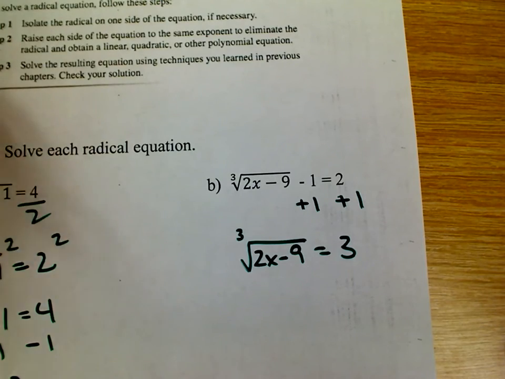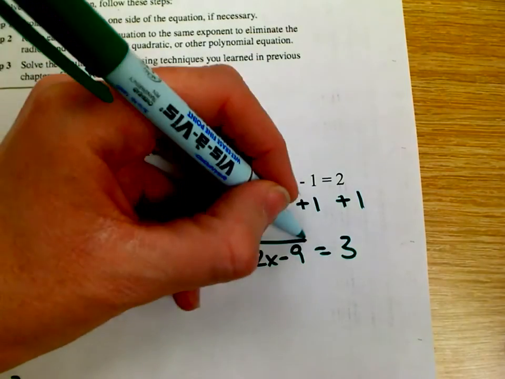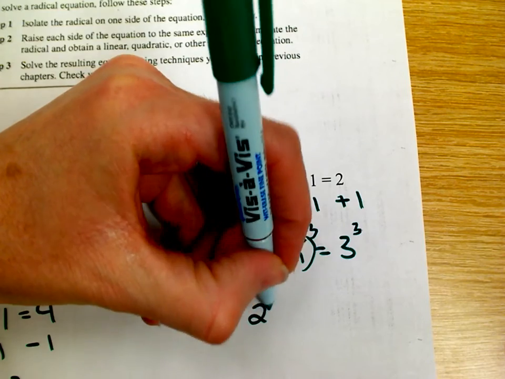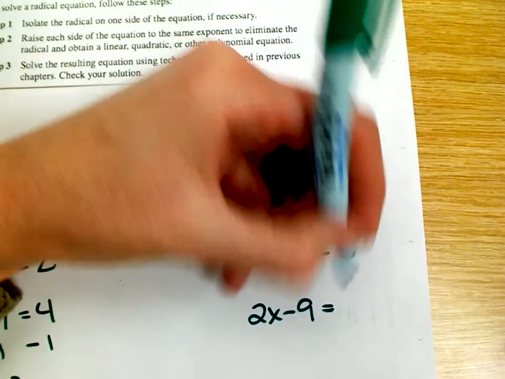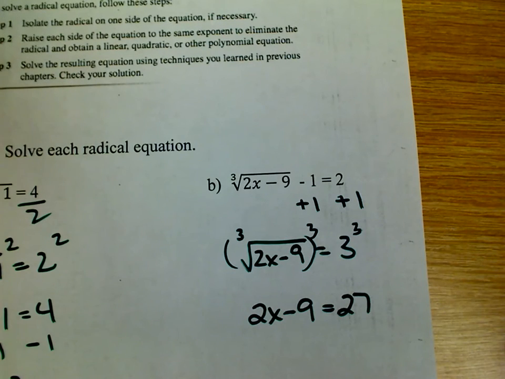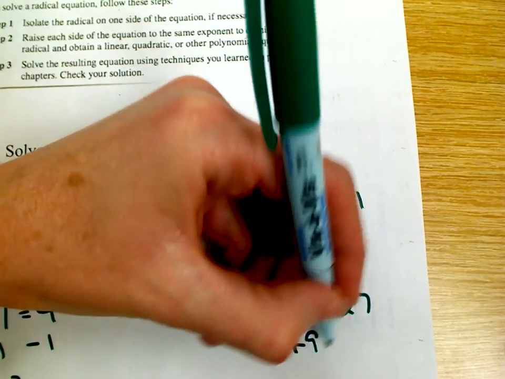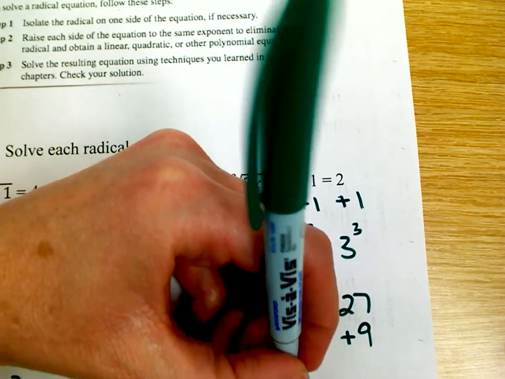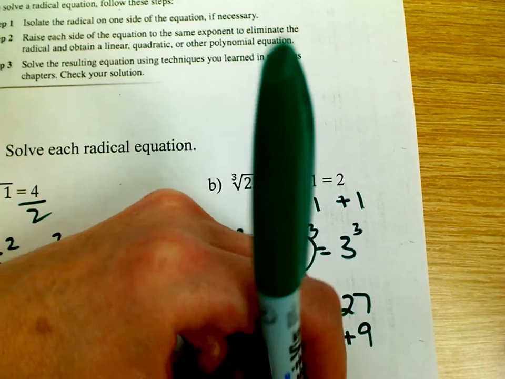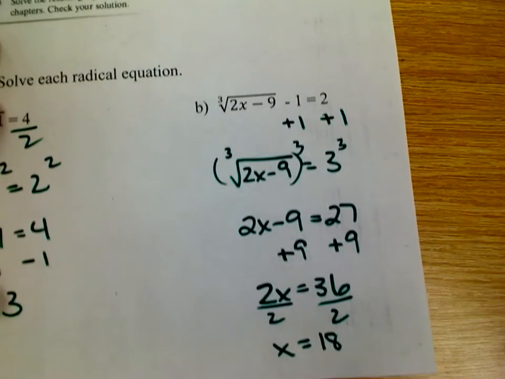The exponent that's going to undo a cube root is to raise this to the third power. The cube root and the third power undo each other, and you're just left with 2x minus 9. And then over here, 3 to the third is 27. Again, I have a basic linear equation where I can just use my algebra operations to get x by itself. I'm going to start by adding 9 to both sides. That will get me 2x equals 36. Then I'll divide by 2, and x equals 18.